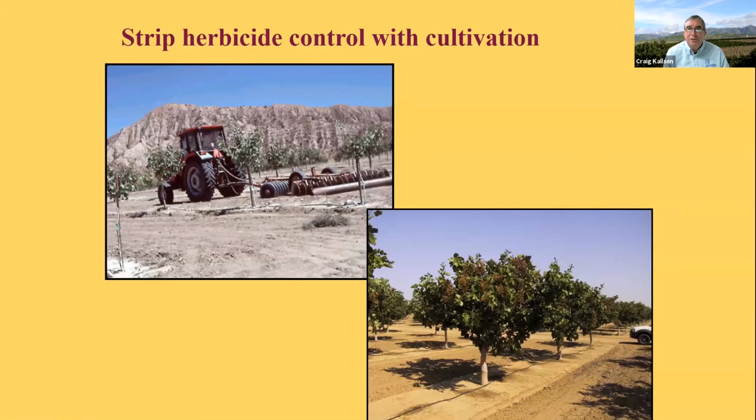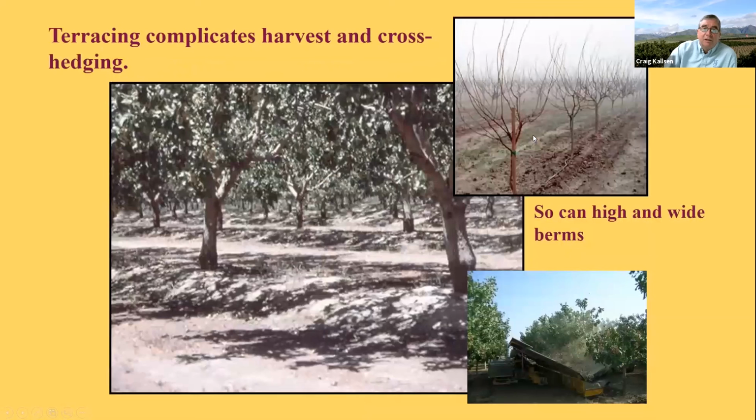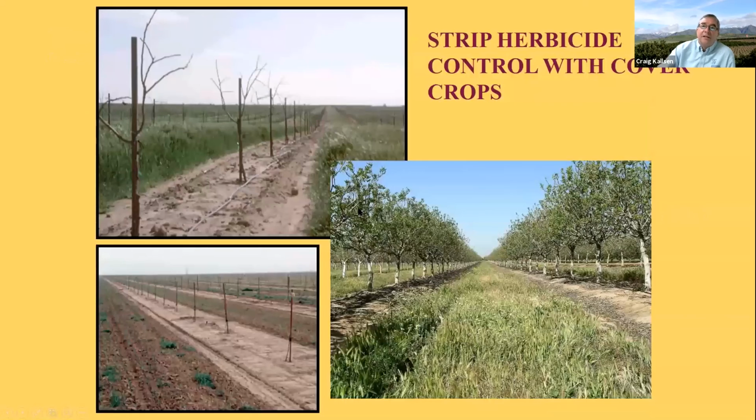Here's strip herbicide control with cultivation. So what we do with something like this, we put pre-emergent herbicides and use our post-emergent herbicides on the berms, and we just disc the middles pretty much. And this is probably more common with younger orchards, but there's a lot of older orchards maintained this way as well. Terracing can get interesting. Remember, we can't have terraces too big. Remember, one side of the harvester comes on this side of the tree, another one on this side. So we can't have too much distance here. And again, consider those wide and high berms.